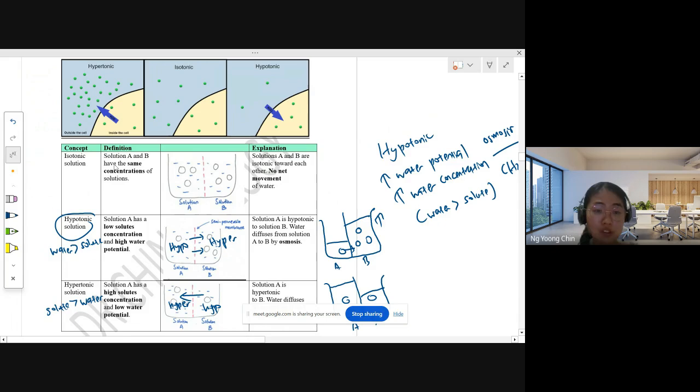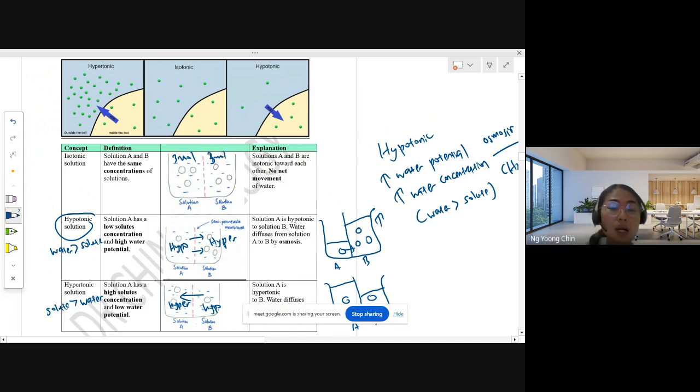So isotonic solution means that both A and B have the same concentration. You can see that solution A has 3 solute, B also has 3 solute, right? So they have the same concentration. Concentration refers to the molarity. For example, solution A has 3 molarity, solution B also has 3 molarity. Both are the same.